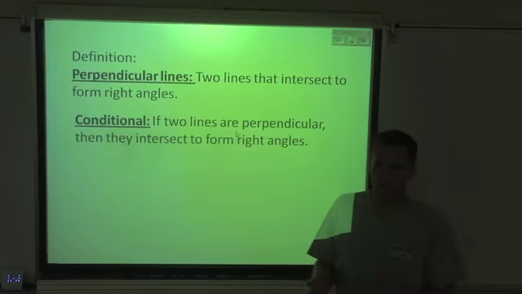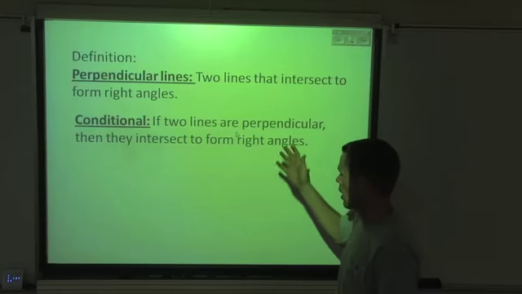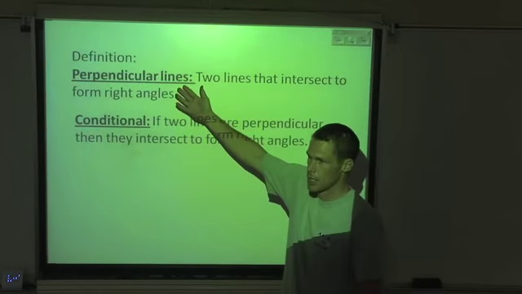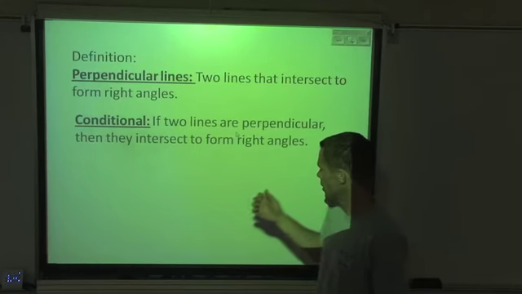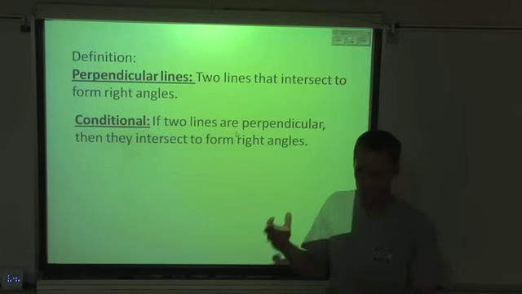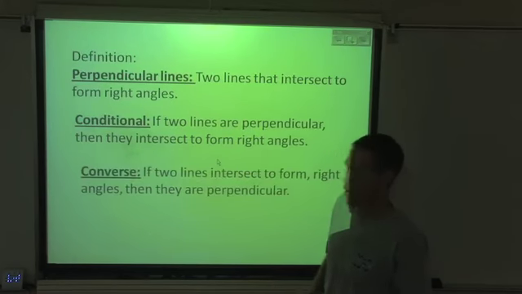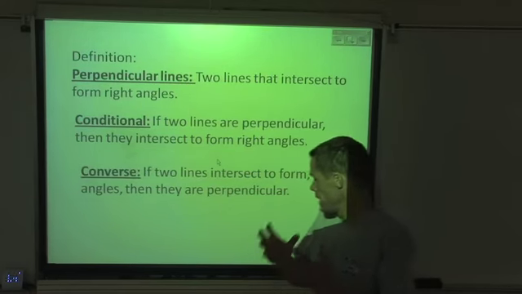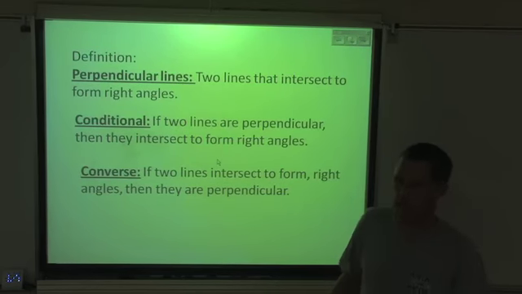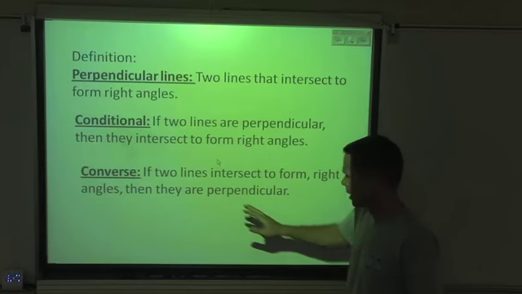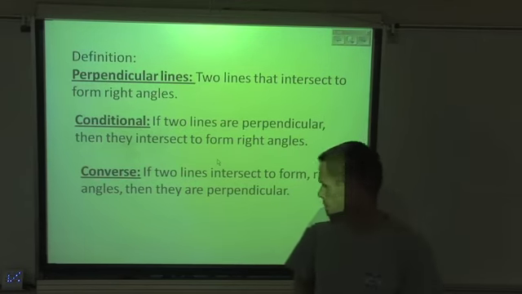Well, this can be written as a conditional statement, as almost all definitions can. If two lines are perpendicular, then they intersect to form right angles. Now, we know this to be a true statement because this is what the definition says. However, the converse says, if two lines intersect to form right angles, then they are perpendicular. Ignore the extra comma.